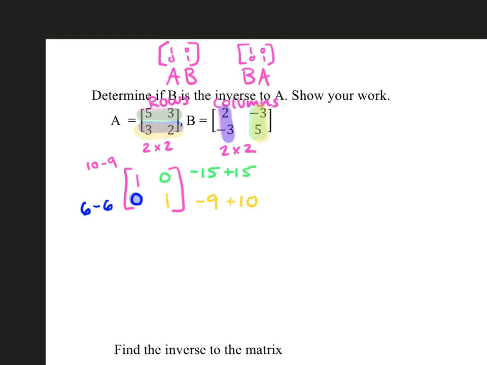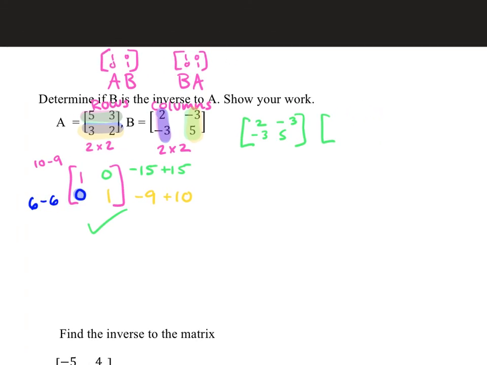So is this our identity matrix? Yes. But we still have to multiply B times A just to prove that they are inverses. So we have to do the same thing, but B comes first. So I'm just rewriting it that way, so B comes first and it's easier for us to multiply.